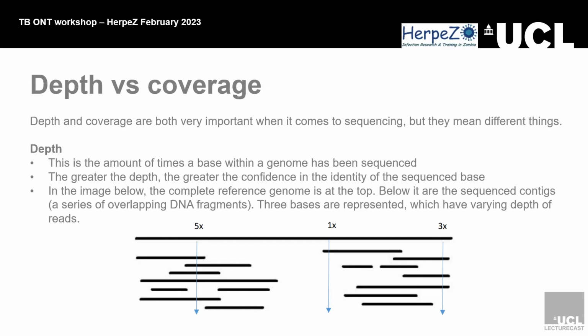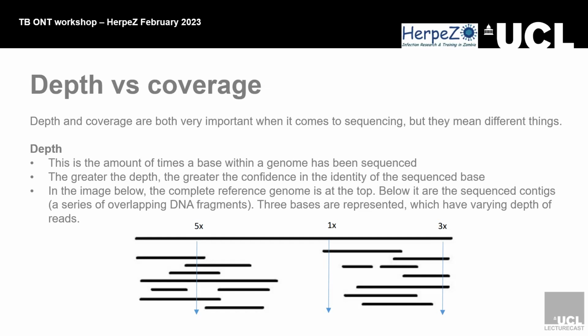and that all say A, you have more confidence that that's an A. Whereas if you only have 2 fragments that say A, and you don't have any other information, you are less confident that at that position you got an A. So depth just means how many reads you have at that particular position. If it's 100, then it's a depth of 100. If it's 10, then it's 10x depth.